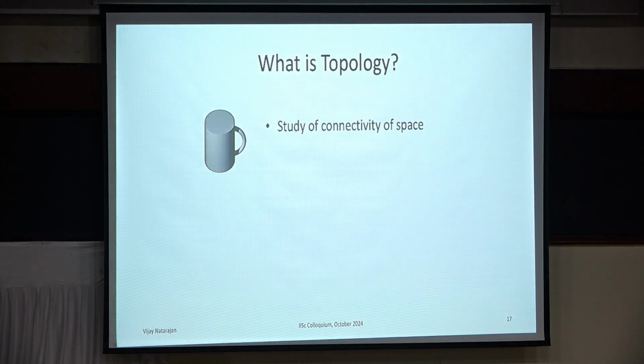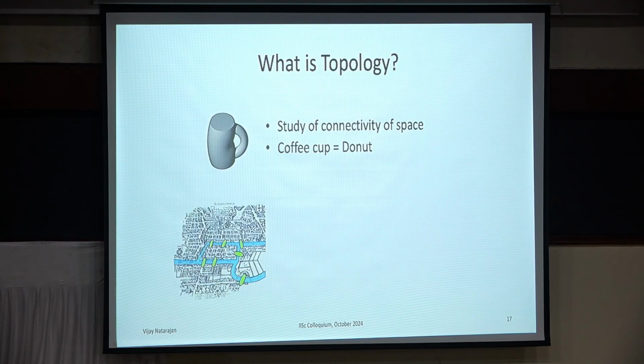Topology is the study of how space is connected. It's difficult to introduce topology without this picture, where we say the coffee cup is the same as the donut. Of course, terms and conditions apply. So the study of topology dates back to the study by Euler of the seven bridges of Königsberg problem.